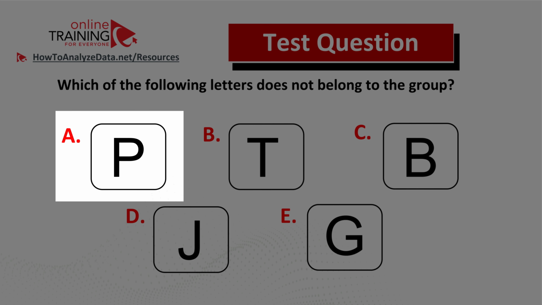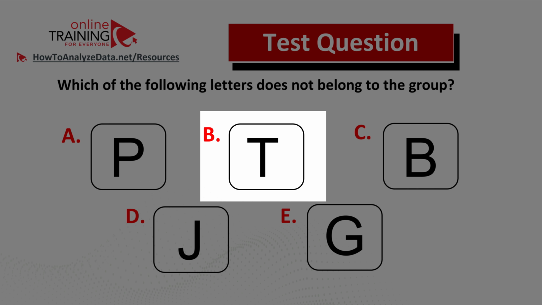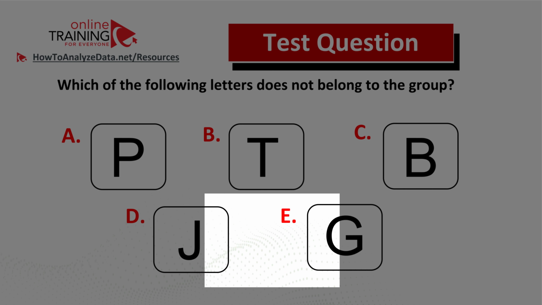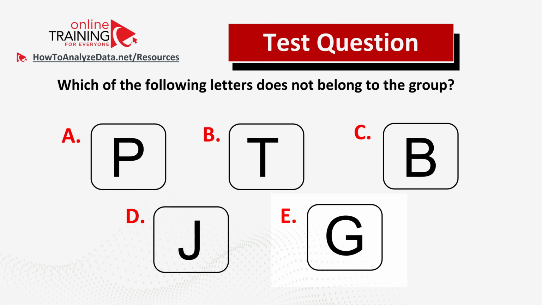Choice A, letter P. Choice B, letter T. Choice C, letter B. Choice D, letter J. And choice E, letter G. Do you think you know the answer? Now might be a good time to pause this video to see if you can come up with the answer on your own.